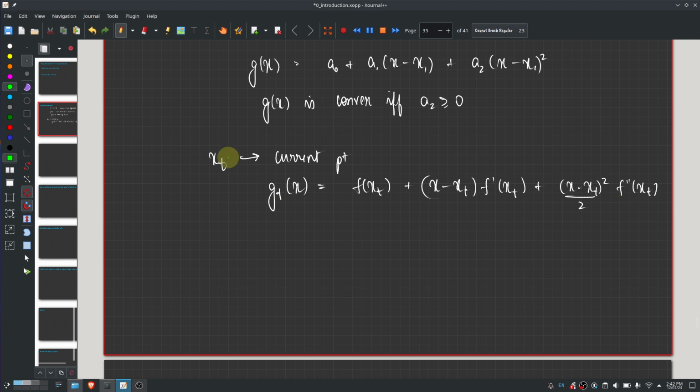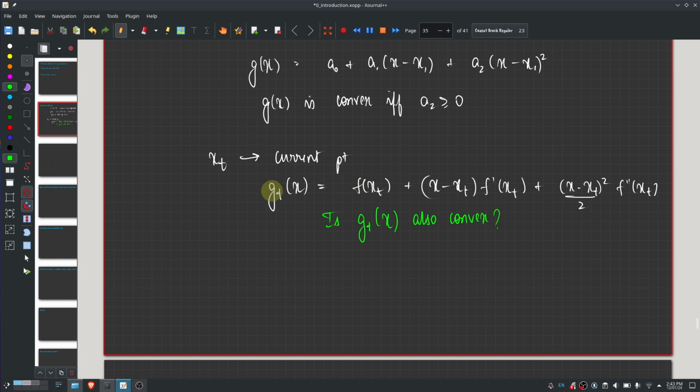Yeah, so the question is, we know that f is convex, that is given to us, and we're looking at an approximation, right? So the question is, is this approximation also convex? Yeah, and why is it convex?